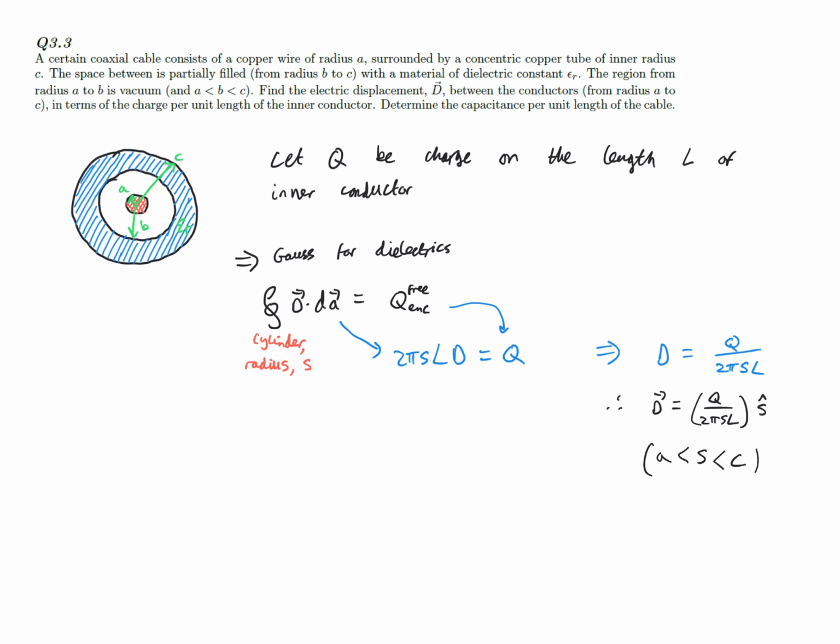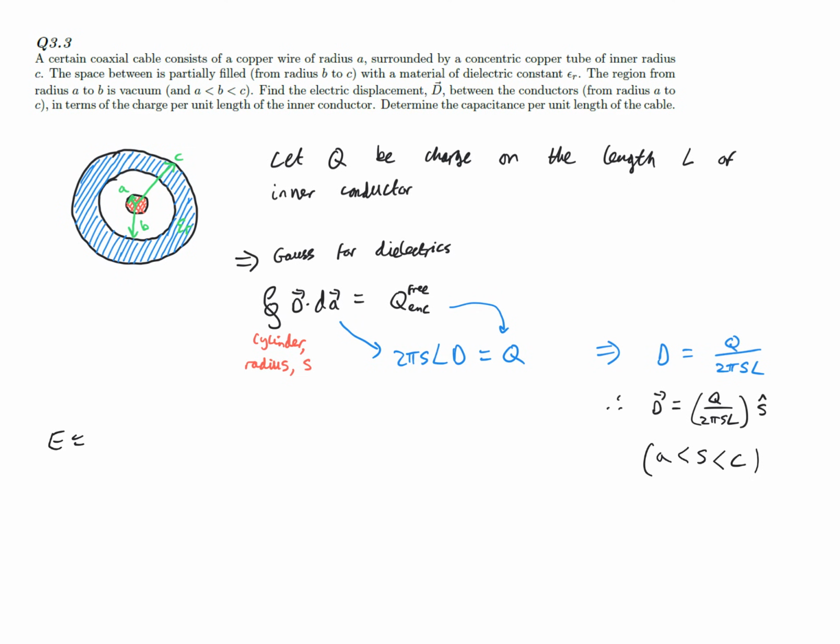Now what we want to do is to determine from this the electric field, and we can do that because we have a homogeneous region of space filled with dielectric. Either between A and B we have a vacuum, or between B and C we have a dielectric with dielectric constant epsilon r. So in both of those cases we can just write down the electric field.